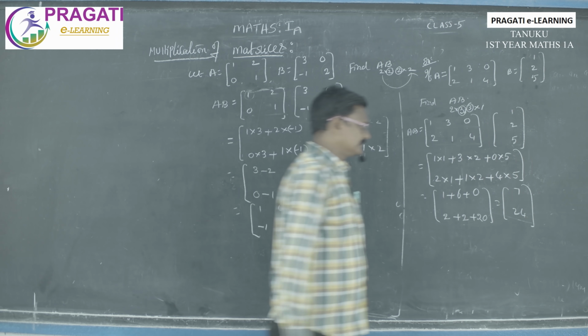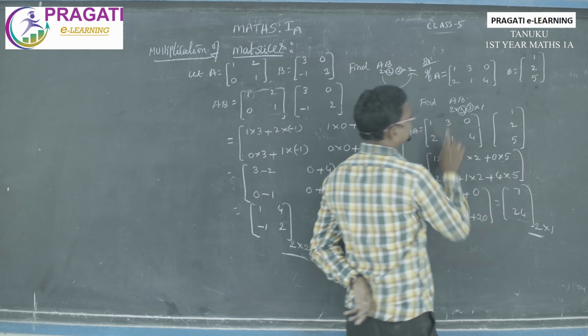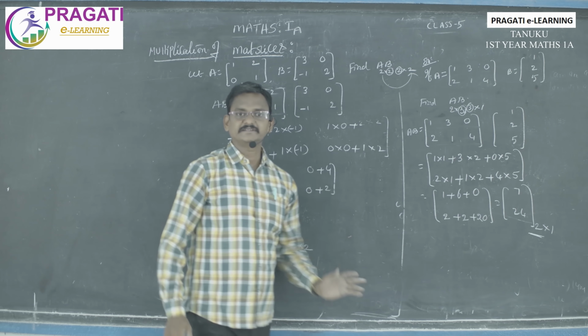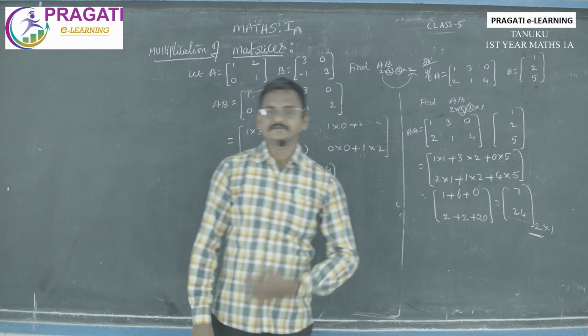So this order is 2 by 1. Just we can check, 2 by 1, is it or not? So that is the way of the process. Don't worry, I will tell you one more problem also.